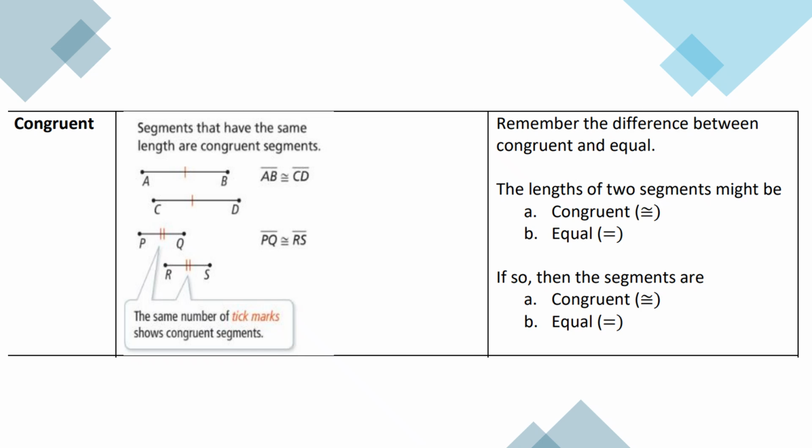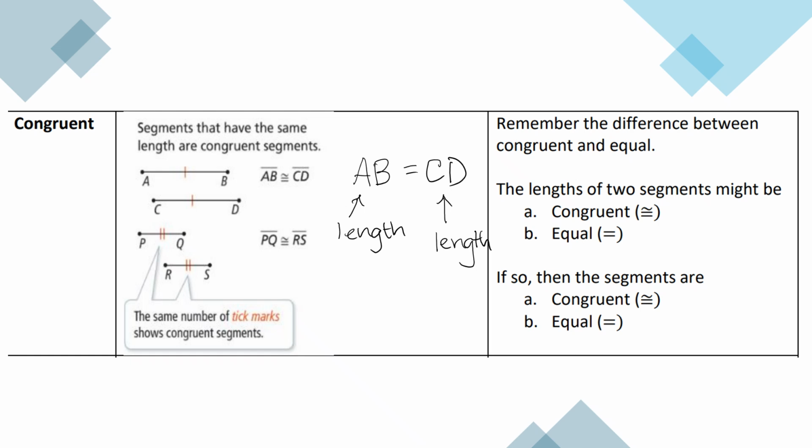Segments that have the same length are called congruent segments. Segment AB, with a line on top, meaning that's a segment, is congruent to segment CD. We're comparing shapes there. If we were comparing lengths, the notation would be AB, that's the length of AB. And two lengths can be equal because lengths are numbers. But congruence means that the segments are congruent.